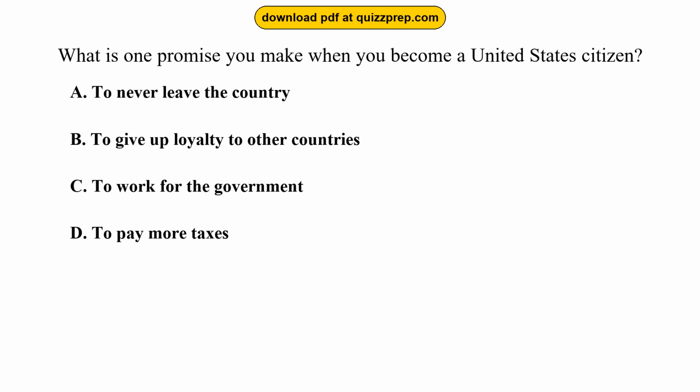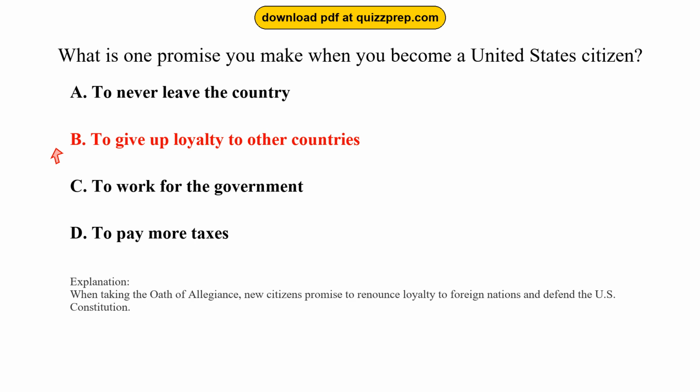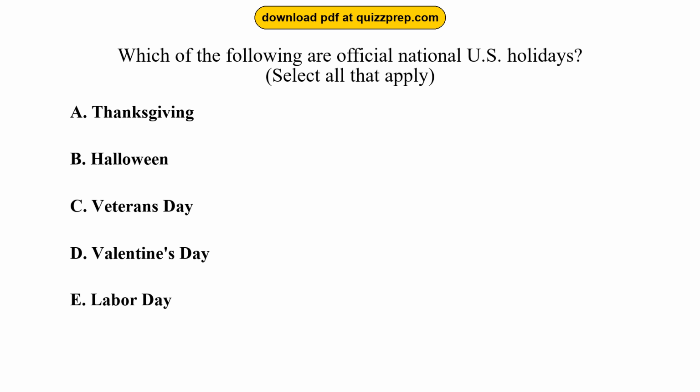Question 13. What is one promise you make when you become a United States citizen? Option A, to never leave the country. Option B, to give up loyalty to other countries. Option C, to work for the government. Option D, to pay more taxes. The correct answer is option B. To give up loyalty to other countries. When taking the oath of allegiance, new citizens promise to renounce loyalty to foreign nations and defend the U.S. Constitution.